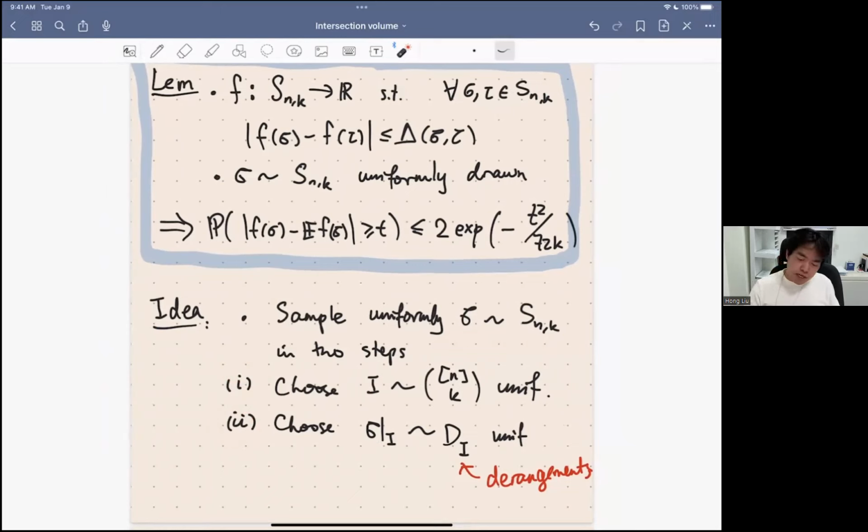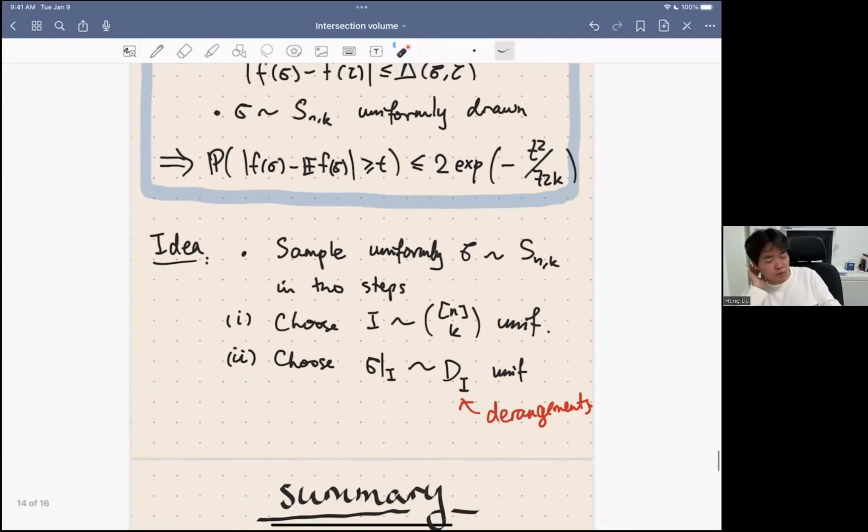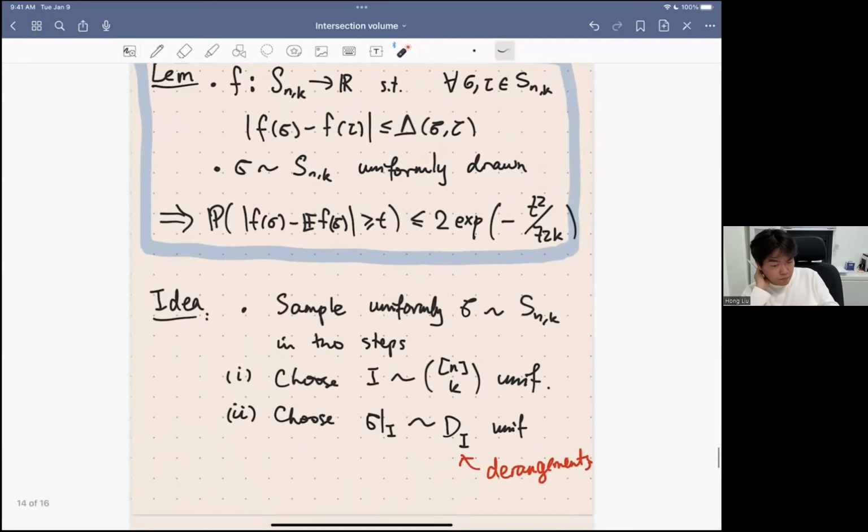So how do we visualize this as a two-step process? We can first choose a K-set uniformly at random, that's I. That will be the set where we completely scramble the points, and the remaining ones stay put. So on this set of K indices, we just need to uniformly randomly sample a derangement on these K indices. If you know this, then you can probably reconstruct the proof.